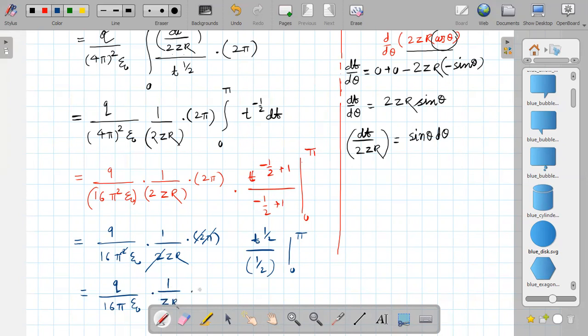This can be written as z square plus r square minus 2 zr cos theta from 0 to pi. Okay, this is your V average.